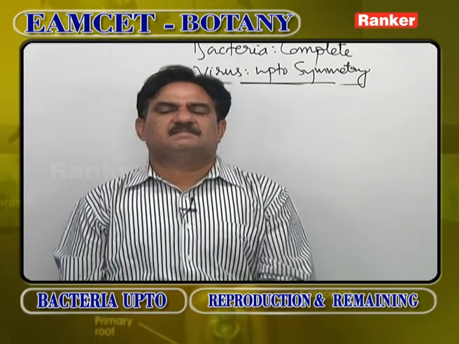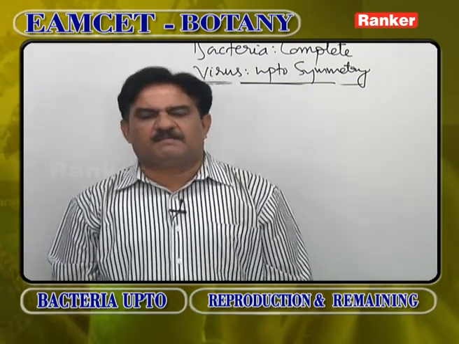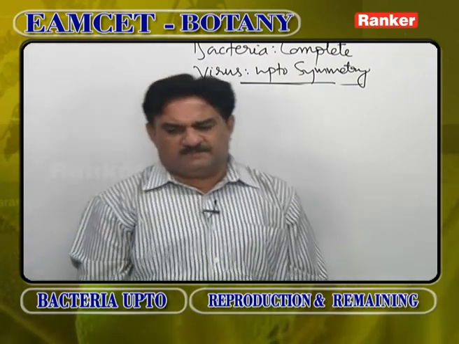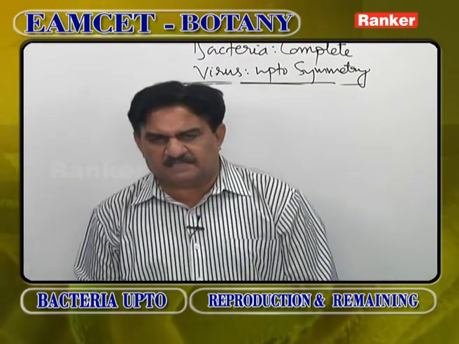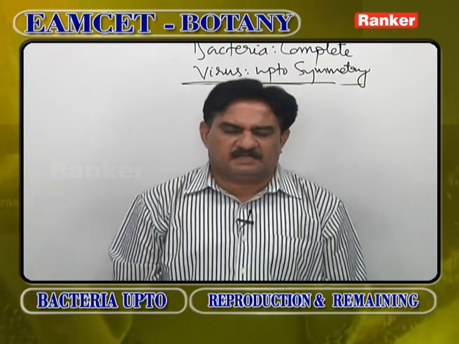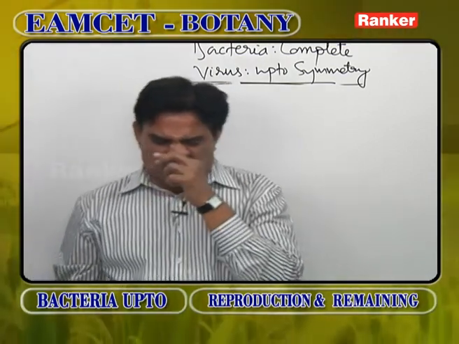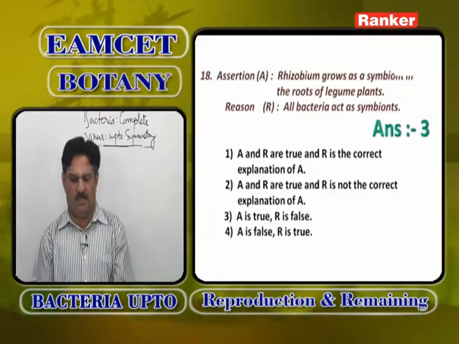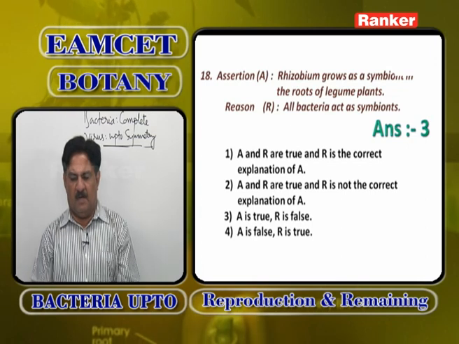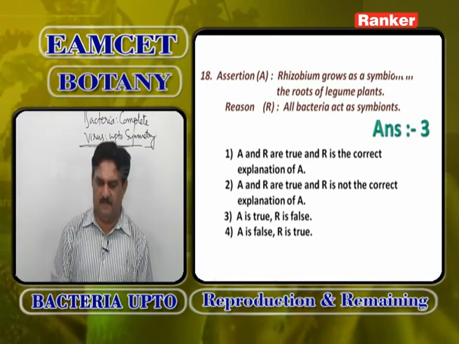All bacteria act as symbionts is wrong. Some are pathogenic, some are saprophytic, some are parasitic. So many types of bacteria are there. You cannot simply say that all bacteria act as symbionts, when Rhizobium grows as a symbiont in the root nodules of legumes. So, Rhizobium grows in the root nodules of legumes is correct. All bacteria are symbiotic is wrong. So, A is true, R is false.